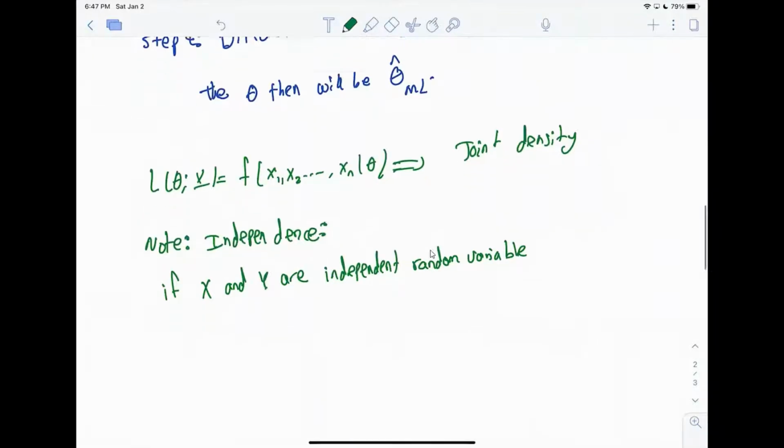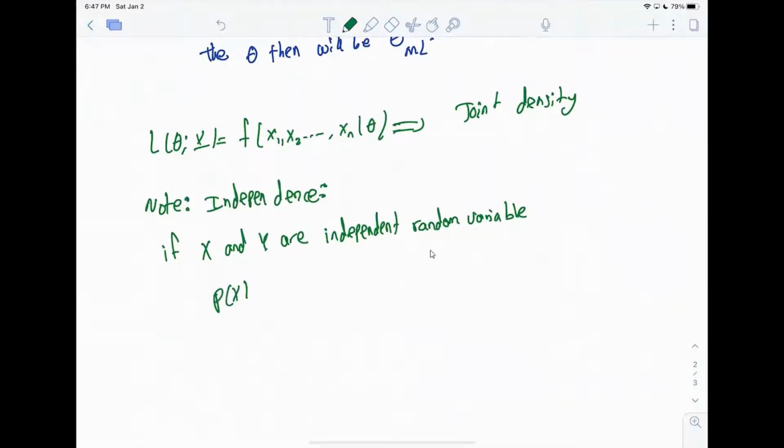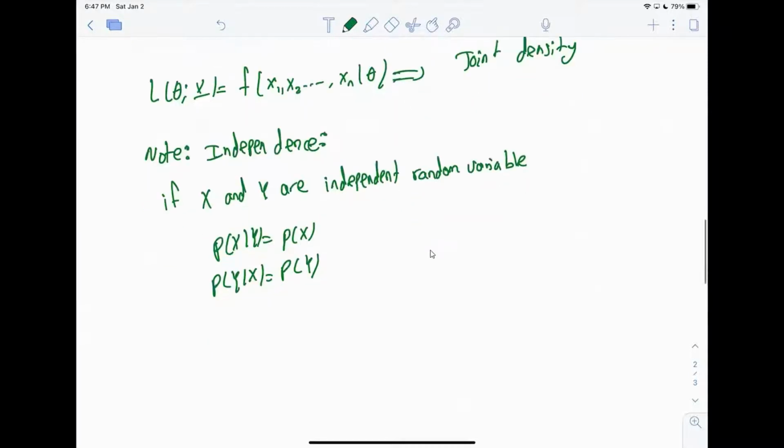What it means is that p of x given y is equal to p of x, or p of y given x is equal to p of y. These are conditional probabilities. If I know y, what's the probability of x? It doesn't matter whether you know y or not. They're independent. Knowing y doesn't give me any information about x. So now remember the definition of the conditional probability that we have? According to the joint, we define it like this.